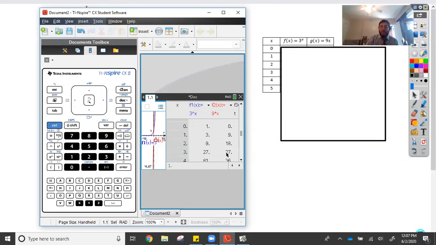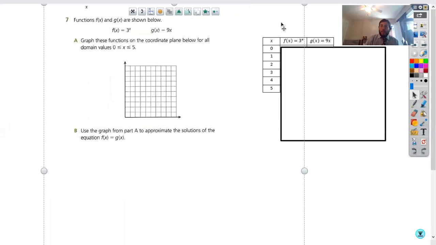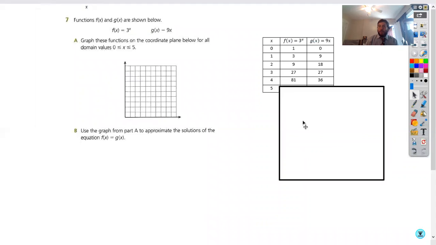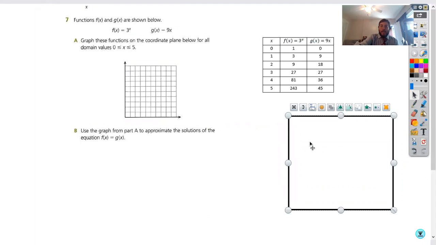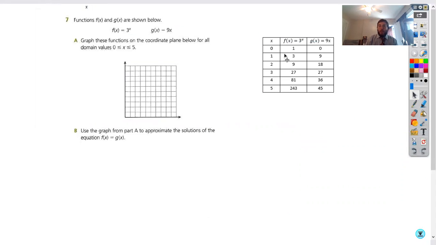So g of x, which is this column here, is equal to 9x. So at 0, g of x is 0. At 1, g of x is 9, 18, 27, and so on all the way to 45. So we can use this table. Then you can complete this table over here. Then I'll remove this. And this is what we have in our calculator.